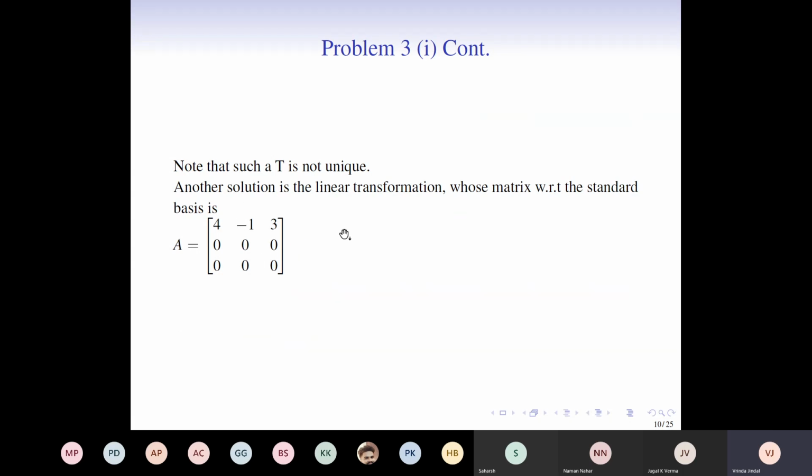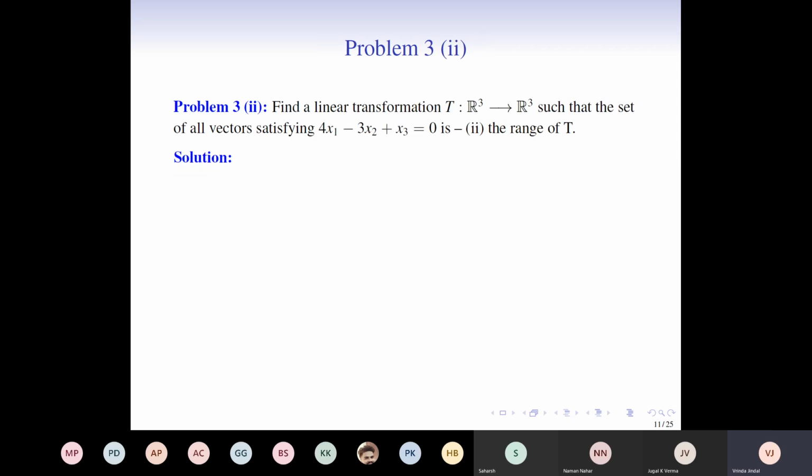So you can see that this A also satisfies the condition that any vector that satisfies the given equation of the plane should be in the null space of A. So this is just to give an idea about another method that could be used to solve this.